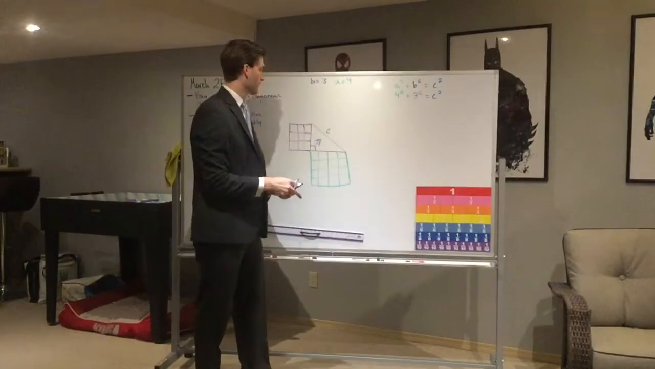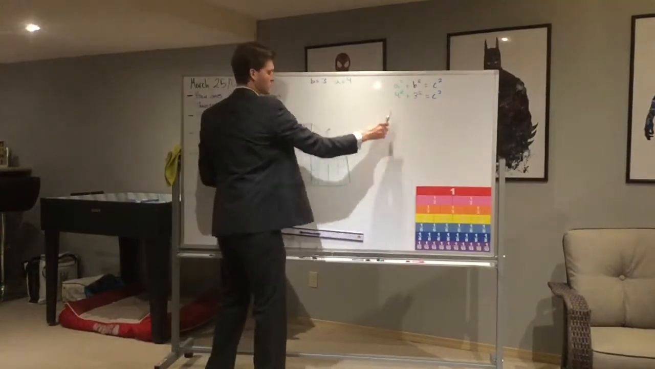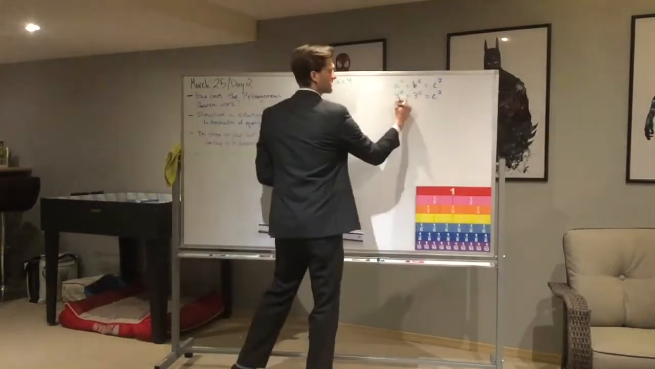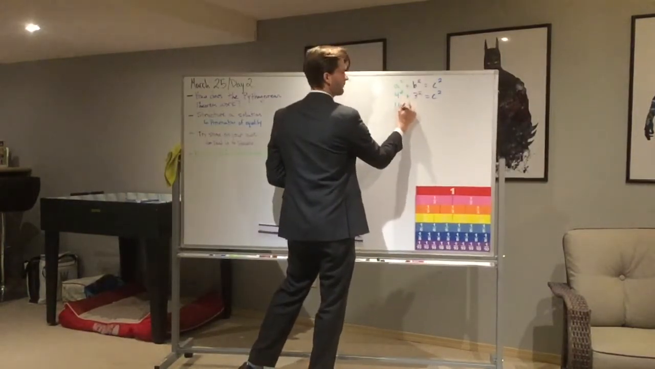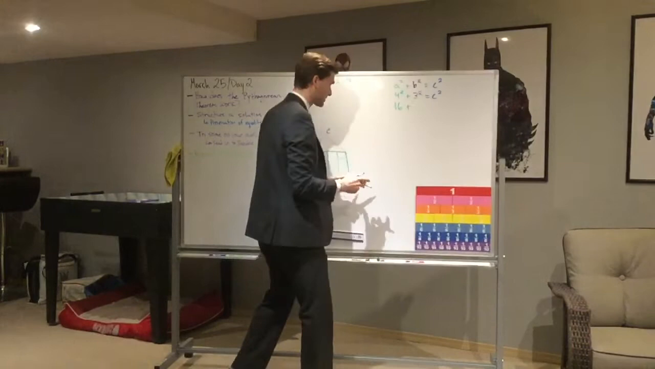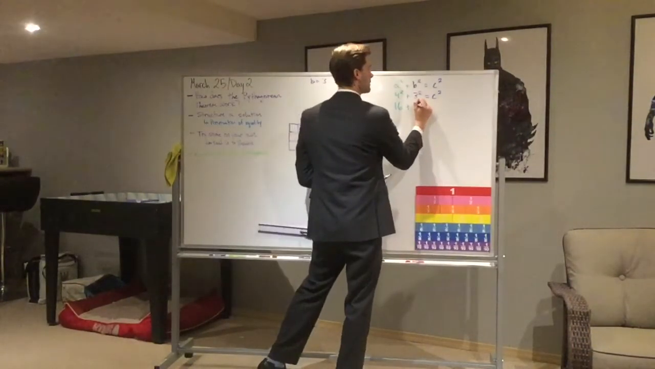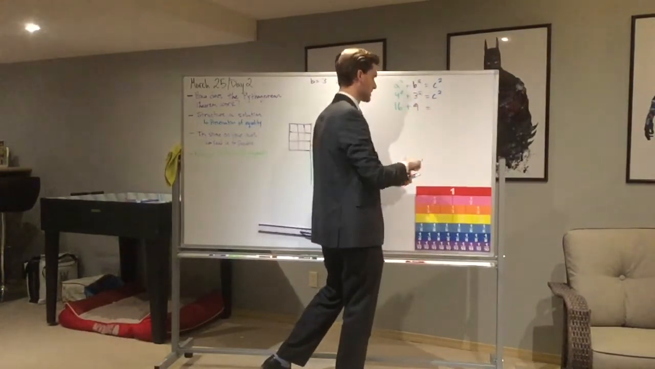Okay. And if I want to look at 4 squared and ask how many squares is 4 squared, it looks like it's 16, or 4 times 4 is 16. We know that from square roots and perfect squares. And 3 squared is 9. And again, that equals C squared.